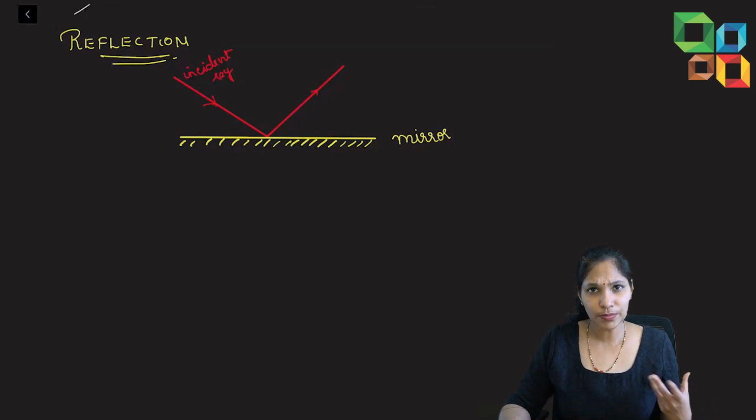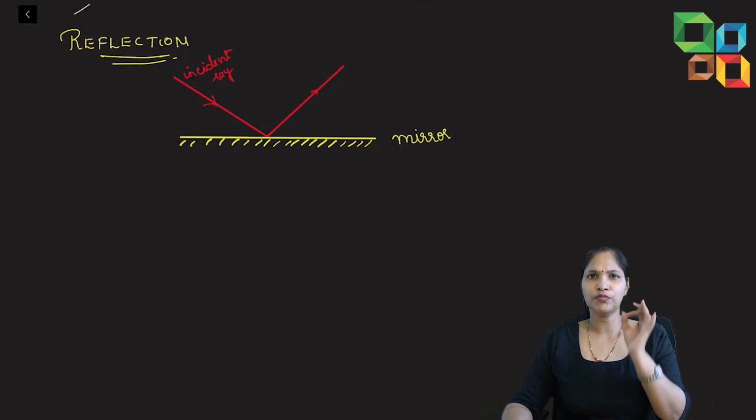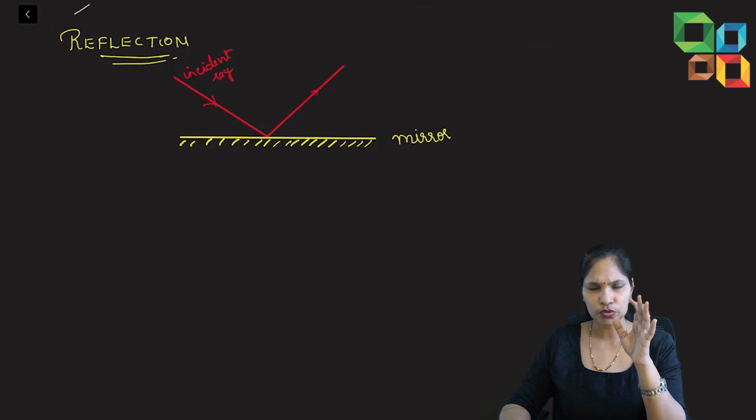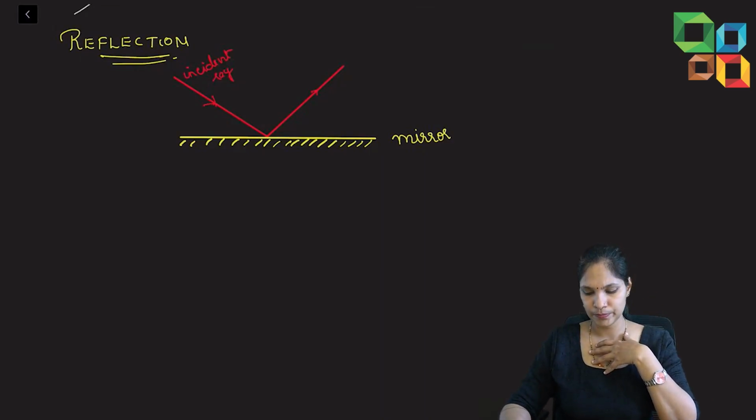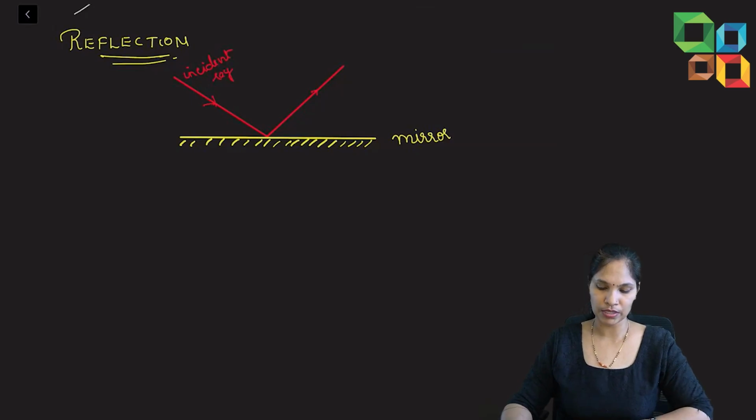But is it possible in any case? Yes, it's possible. If you hit it perpendicular to the surface, it will come back perpendicular along the same path, retracing the path. But that doesn't always happen. So let us assume this way. This is a reflected ray.